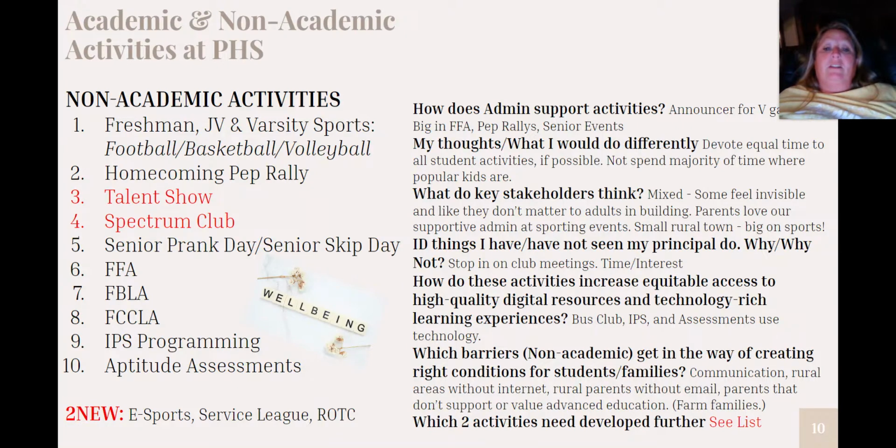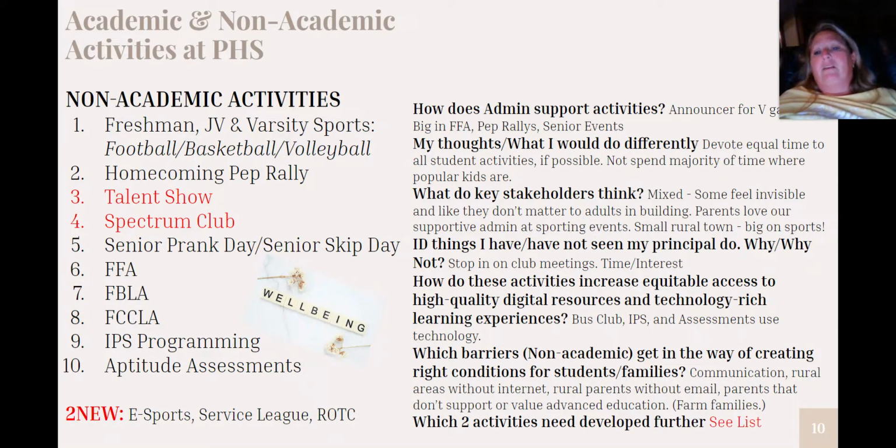What I would do differently is devote more equal time to all student activities if possible. Maybe every month, make sure I'm getting to a different club, popping in, getting to know who those kids are that are involved in those clubs and what their interests are and what the club's doing so that they feel like they are seen and heard and important to the administration.